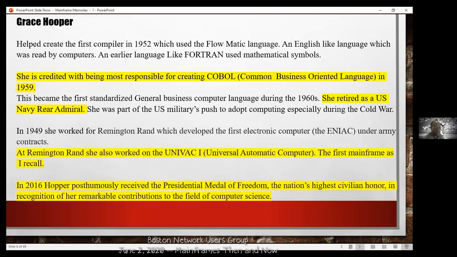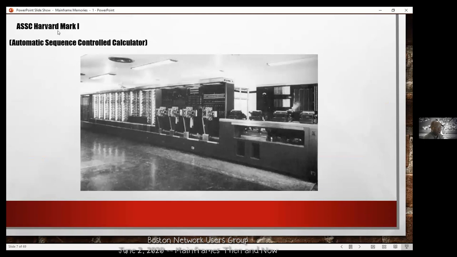So, the ASCC Harvard Mark I, the Automatic Sequence Controlled Calculator. You can see where the machine is. This is where people would have started to refer to these types of machines as being as big as a room, because it was as big as a room. Processing on these machines in those days were basically large calculators in terms of being able to crunch numbers at a pretty good rate.